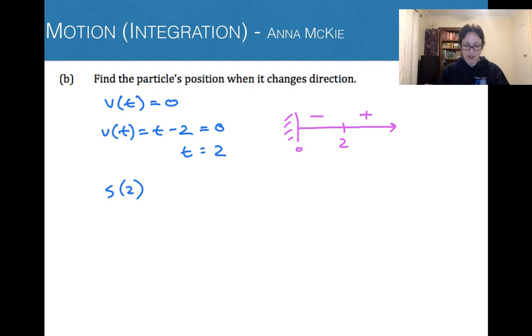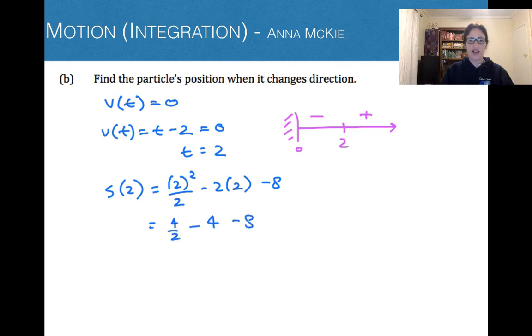Back to what we're doing, we are substituting in t is equal to 2 into our s function, which we worked out previously. So we have 2 squared on 2, take 2 times 2, subtract 8. Working that out, we'd get 4 on 2, take 4, take 8.